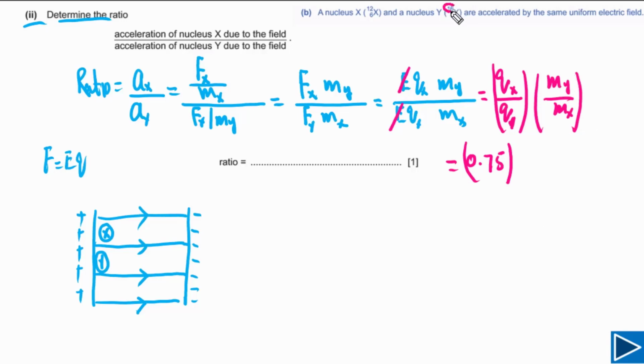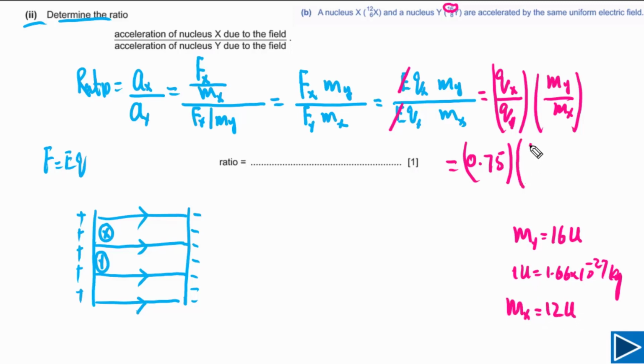Mass of Y, this is equal to 16U. But 1U is equal to 1.66 times 10 to negative 27 kgs. You don't need to write down in form of kgs, but if you want to, you can do that part as well. And the mass of X is 12U. So simply we can plug in these values here. So the mass of Y is 16U and the mass of X is 12U. So simply U we can cancel, or you can plug in values in terms of kgs.